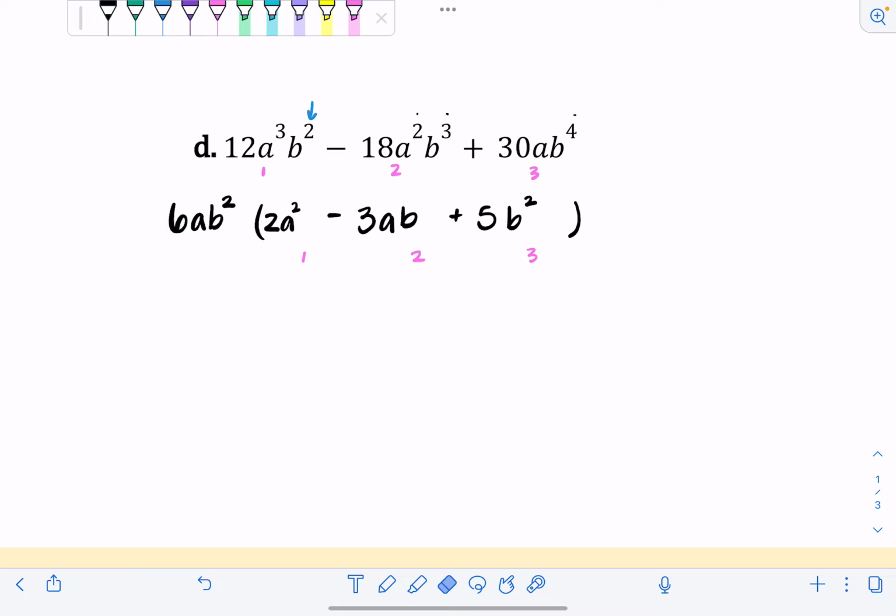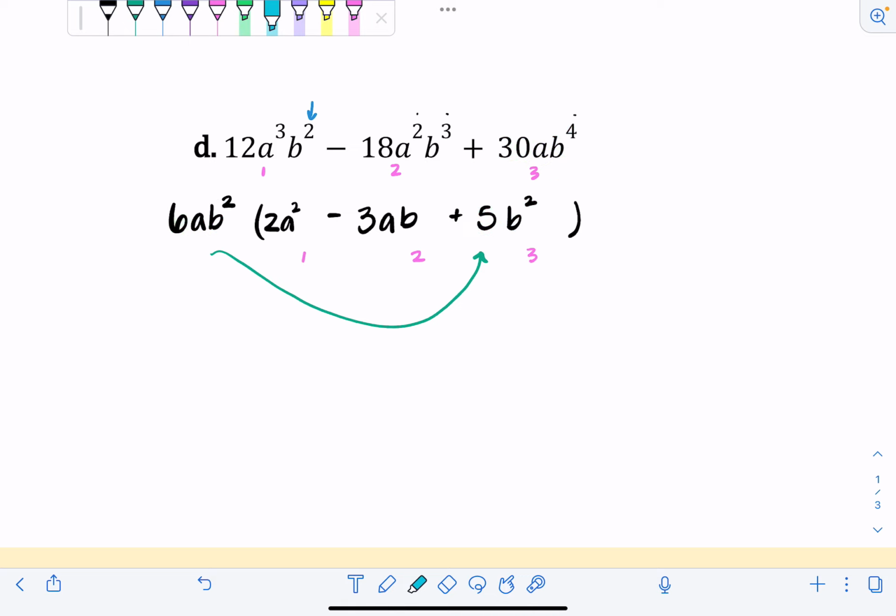And then the last term, 6 times what would bring me back to 30? It'd be 6 times 5. A times what would bring me back to a to the first power? I'm not changing my power of a, so I don't need to multiply in another a. And then b squared times what would bring me back to b to the fourth? I would have to multiply in another b squared because I would add the exponents to get to b to the fourth.